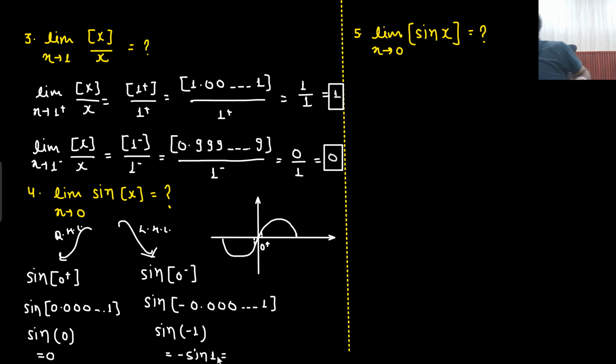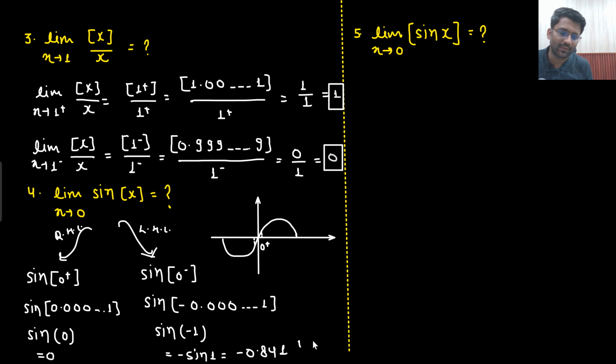I don't have the mobile. Yeah, here it is. So I can tell the value of sine 1, where 1 is in radians. It is not in degrees, it is in radians. So the value of sine 1 is 0.84, minus 0.841.